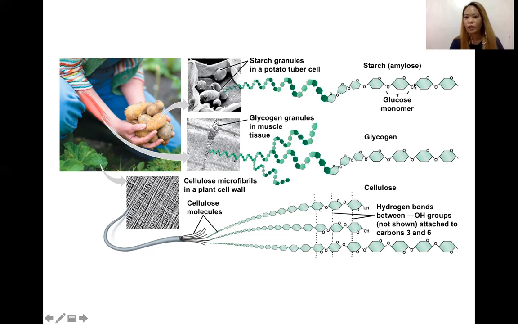The same when it comes to animals. In animals, we don't have starch. We have what we call glycogen. So for example, me, I like eating sweet food.